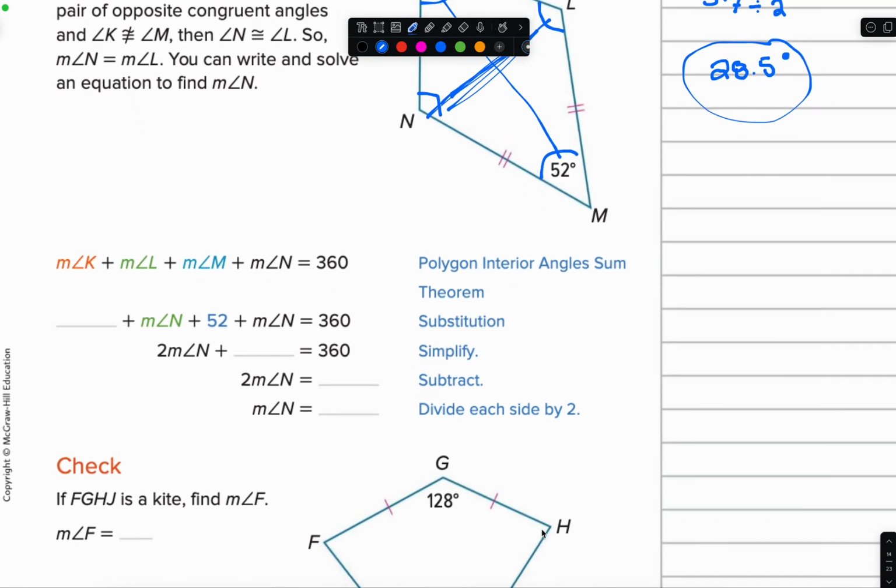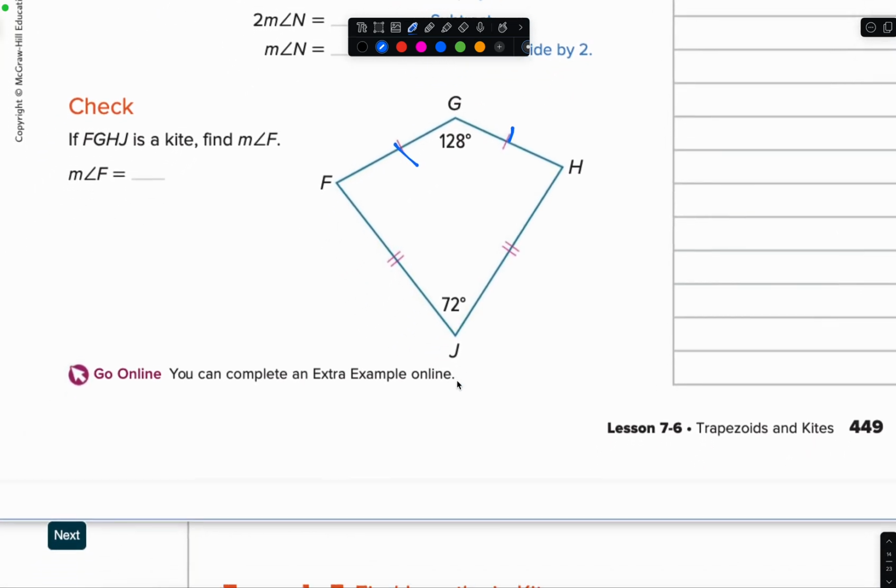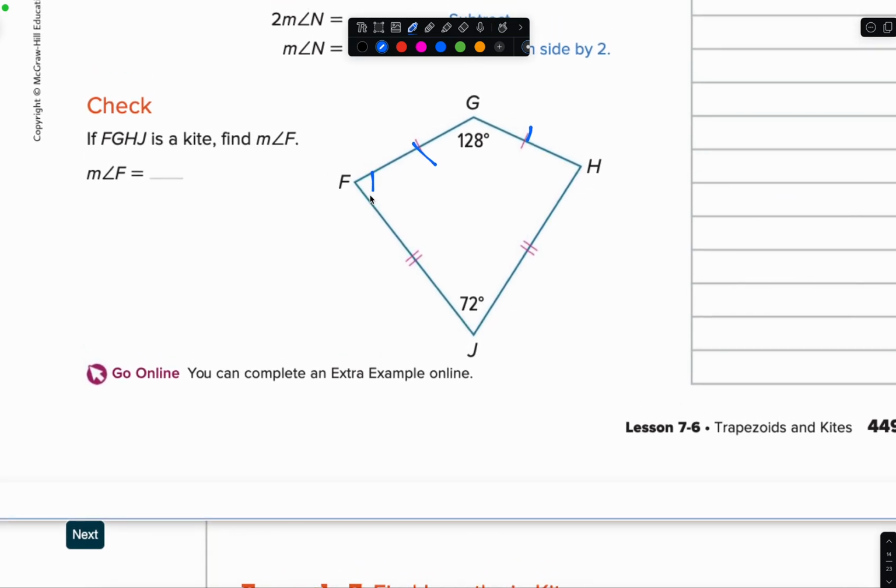All right. I'm not going to go through the check, but the check would be exactly the same. That does not look like a nice looking kite. This side looks way different than that one. I don't know, that makes me dizzy. I can't look at that. But to solve for F, it would be the same way.